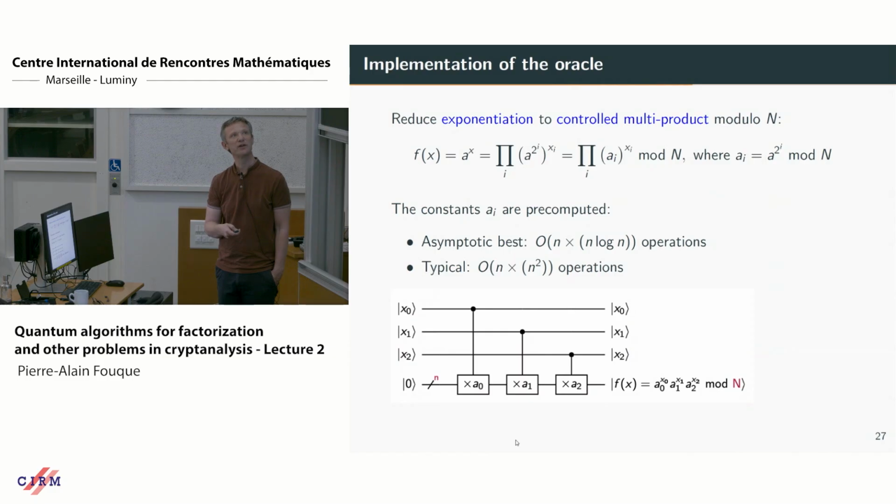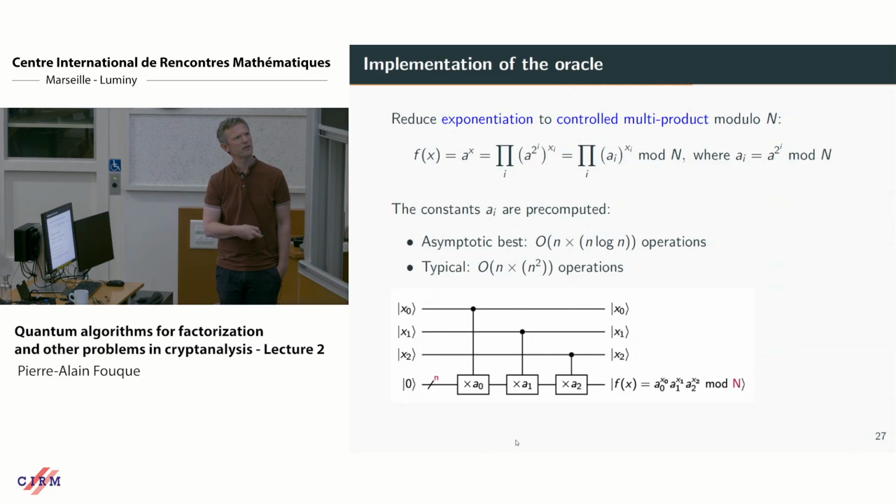In fact, I call this value ai. So assume that we pre-compute all of these values. There are not a lot of them. For instance, if n is a 128-bit value, we only have 128 different terms. And here we do what is called a multi-product. It's not an exponentiation, it's a controlled multi-product that we are computing. According to the bit xi, if it is 0 or 1, we multiply by the value. So you can see that it's very easy.